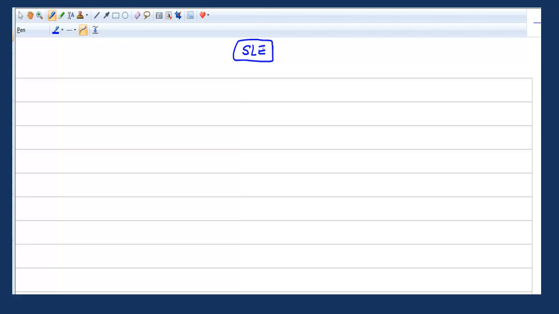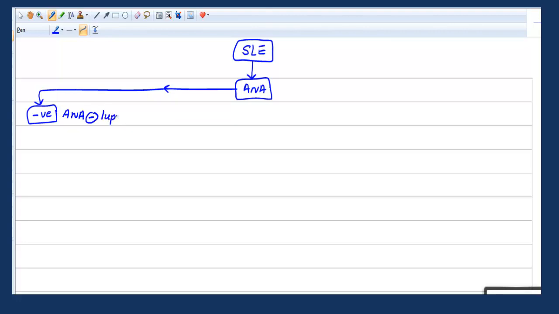SLE, guys, how many types? You have three or four types, depending on ANA serology, whether ANA is positive or negative. Let's make it this way: if ANA negative, here you have a category called ANA negative lupus. So basically this category is ANA negative lupus.